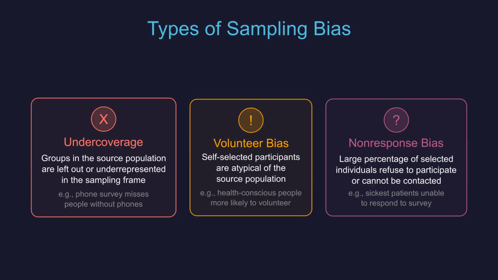Third is non-response bias, which occurs when a large percentage of selected individuals refuse to participate or simply cannot be reached. The sickest patients might be unable to respond, skewing the results toward healthier individuals.